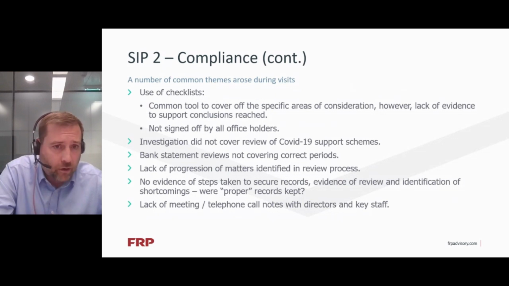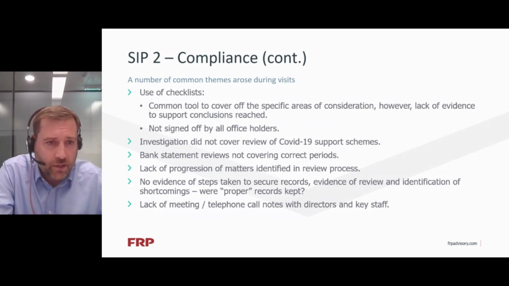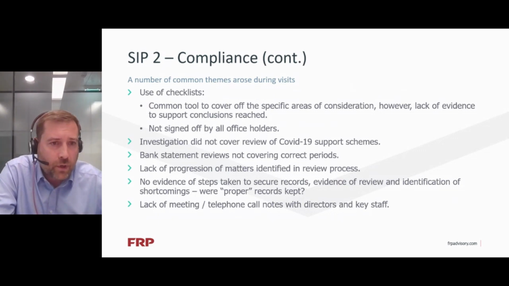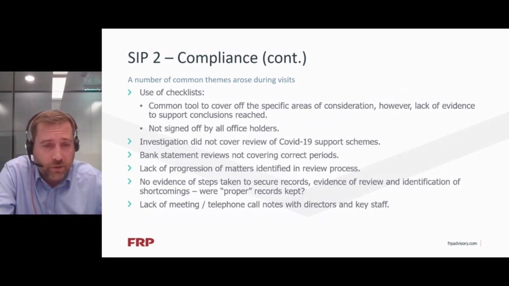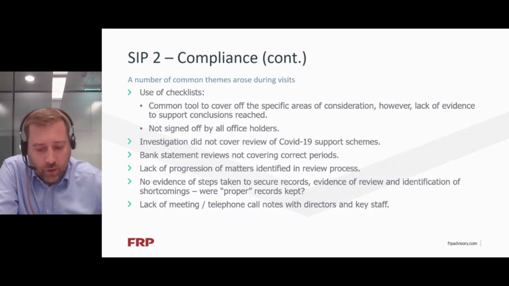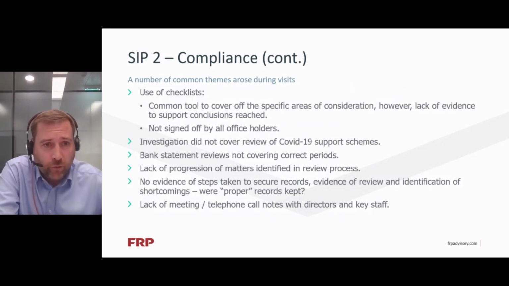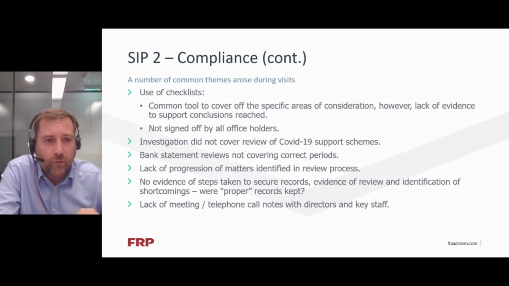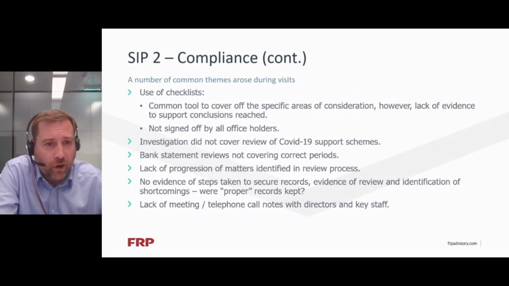Lack of progression of matters identified, where initial investigations were undertaken, potential issues were identified that required follow up, and those issues had not been followed up. And as I'd mentioned in the previous page, lack of evidence taken to secure books and records, and evidence of a review of those records. That ties back to the overriding point of how can you say that proper records were kept if you aren't able to secure them, and there may be reasons for that. But also once you have secured them, there's no evidence on file to suggest whether they've been reviewed and to what extent.